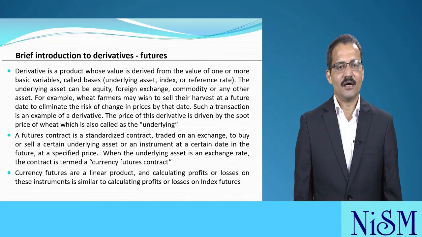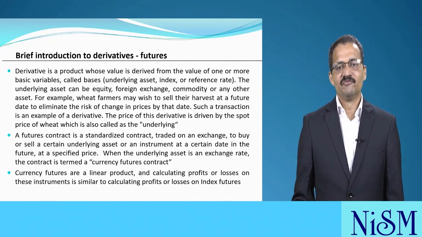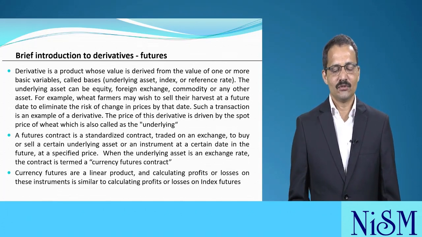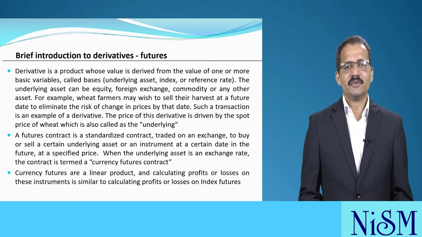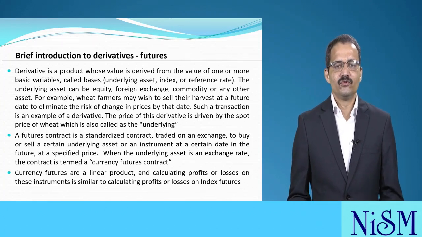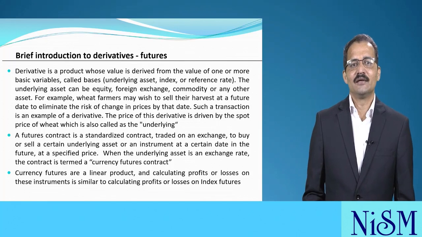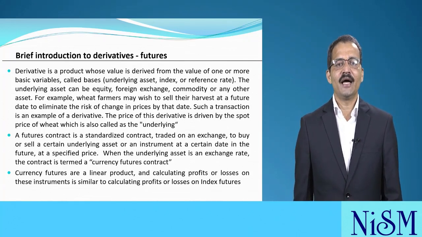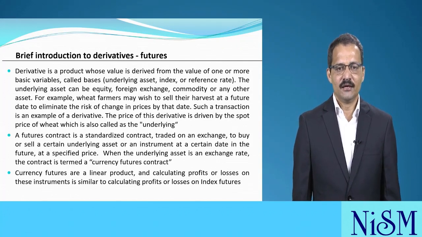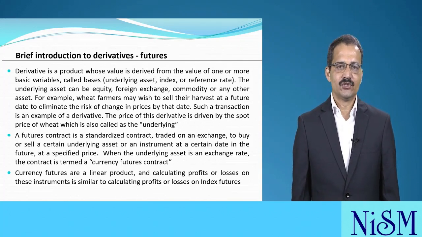And what will be the underlying in this case? The wheat price will be the underlying. So the spot price of wheat is the underlying in this case. Now we will move from derivatives to futures. A future is a standardized contract traded on the exchange, where you buy and sell underlying assets. In our case, it is, say, a currency rate on an instrument at a future specific date.